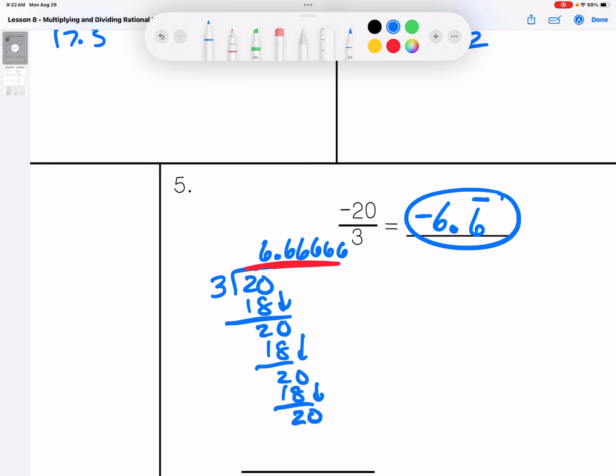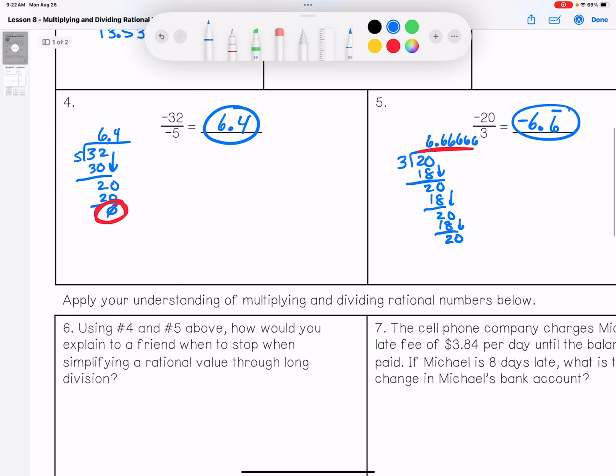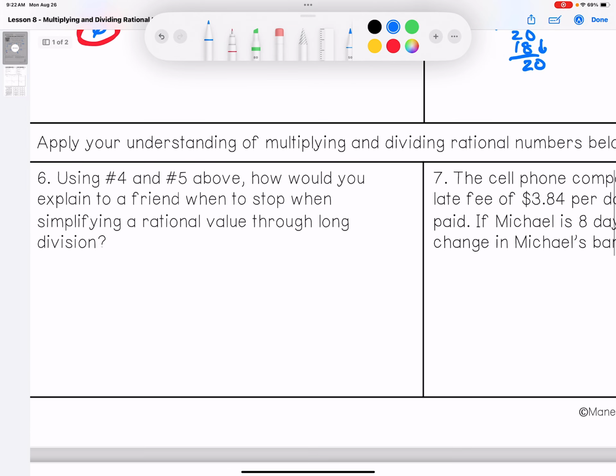So if the decimal just keeps going like that, stop it after the first number that repeats, put a line over top of it, and we're good, just like I did right there. That is called a repeating decimal. All right, using number 4 and 5 above, how would you explain to a friend when to stop simplifying a rational number through long division?